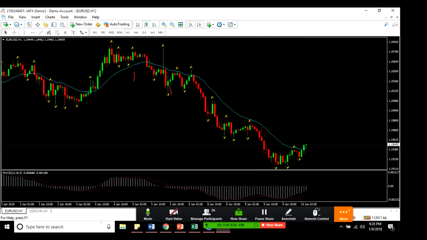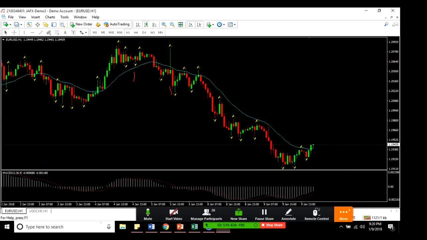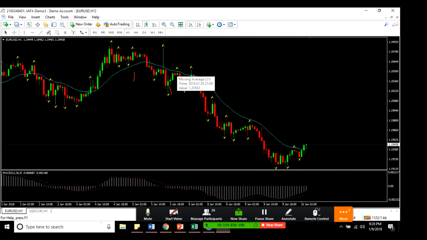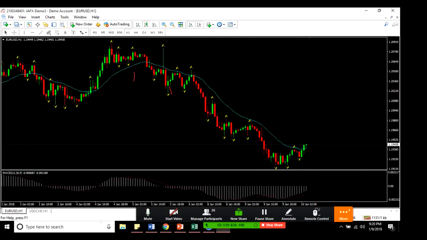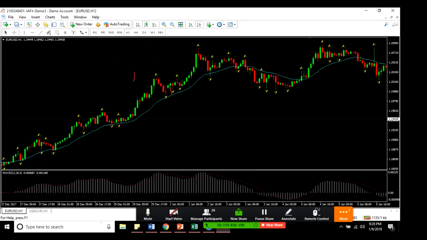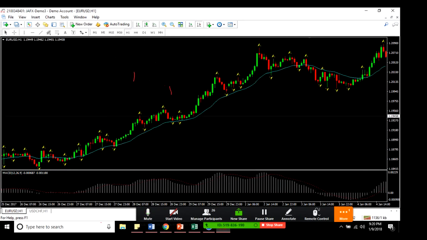So here's the downtrend. Notice the arrow: resistance, resistance, resistance, resistance, resistance, resistance, come down, boom, right? On an uptrend, support, support, comes up, support, support.